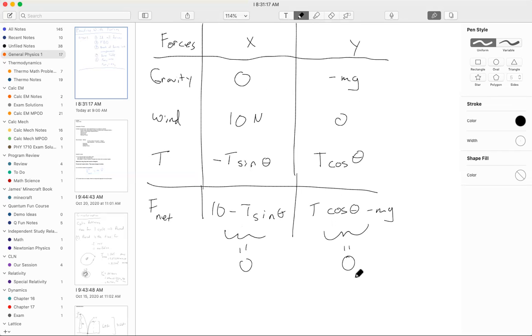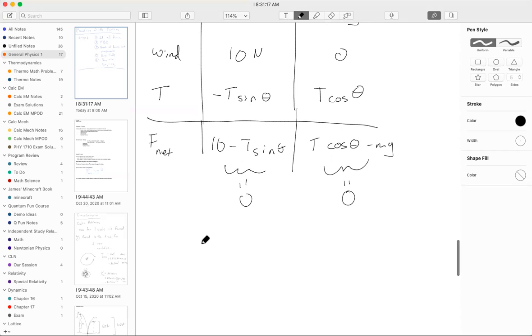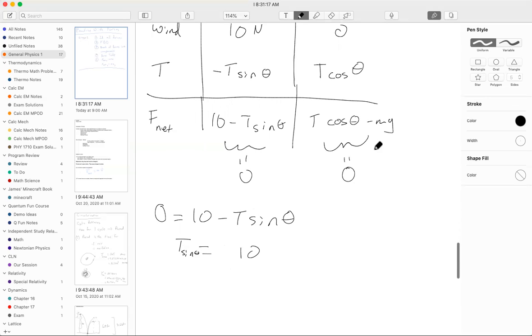All right. If these equal 0, I can just write that out again. 0 equals 10 minus T sine theta, or you can turn that around and say T sine theta equals 10. And similarly, I can say T cosine theta equals mg.